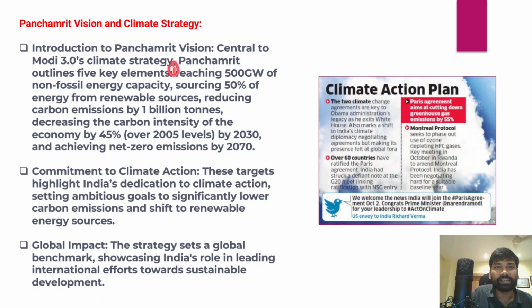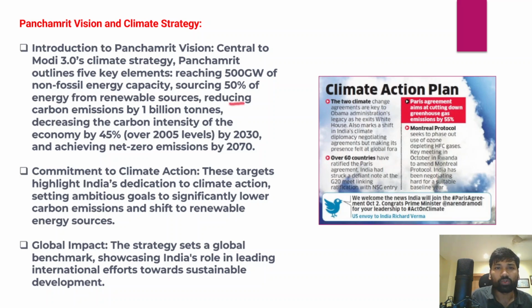So you can see here, reaching 500 gigawatt of non-fossil energy. So we'll produce 500 gigawatt of energy from non-fossil fuels. That includes biofuels, waste to energy, hydroelectricity, nuclear energy, all those things. Apart from that, there is also a second goal. The second goal is 50% of the energy from renewable sources. So wind, solar, all those things are part of the renewable energy. So 50% of the energy requirements are met through renewable sources by 2030.